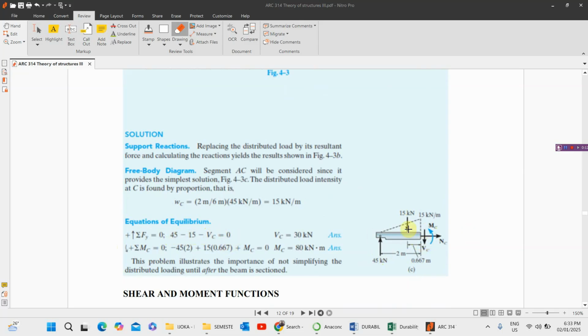This is VC. I told you the other time that it depends on the sign convention you are using. For this particular one, we are using a downward arrow for this particular side. So when we're considering the other side that is being cut, it will be pointing upward. So we have VC to be 30 kilonewton, and then the second step is getting the moment at this particular point. It's very easy to do. All we need to do is say summation of moment about point C is equal to 0.